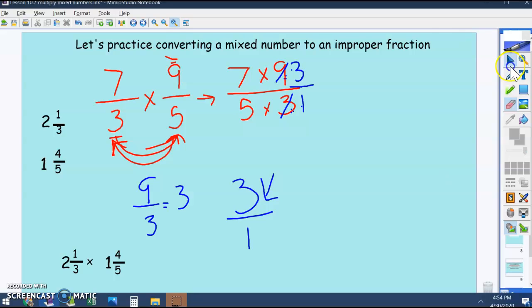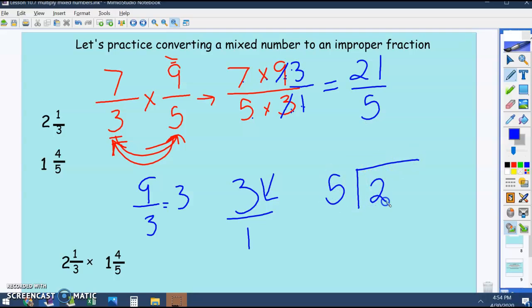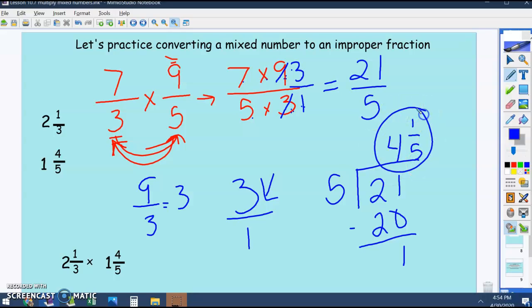Now I can multiply straight across, but notice my numbers are much smaller now. 7 times 3 is 21, and 5 times 1 is 5. Then I have to ask myself, is it improper? Yes, it is. So I have to divide bottom into top. 5 goes into 21. I know that there are 4 groups of 5 in 20, so I divide. Then I subtract. Now I compare, is 1 less than 5? Yes, so I'm done, and that is my remainder. But look at my answer. It's the same as it was before, 4 and 1/5.